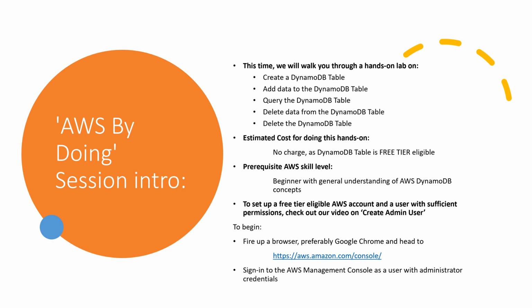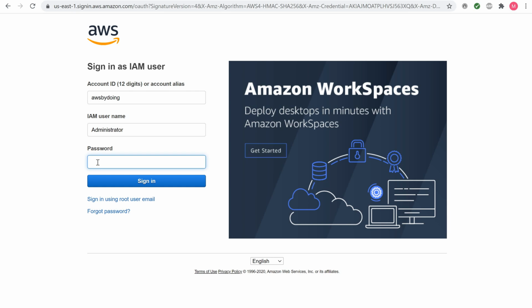To set up a free tier eligible AWS account and a user with sufficient permissions, check out our video on Create Admin User. To begin, fire up a browser, preferably Google Chrome, and head to aws.amazon.com. Sign into the AWS Management Console as a user with administrator credentials. Create and query a NoSQL table with Amazon DynamoDB.